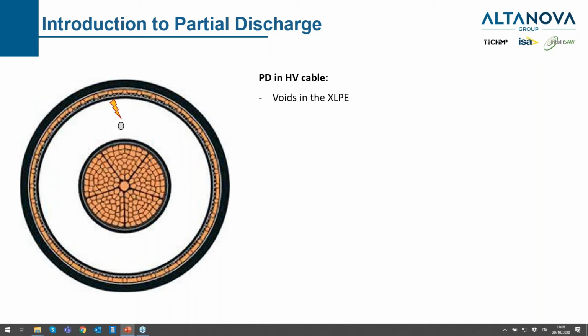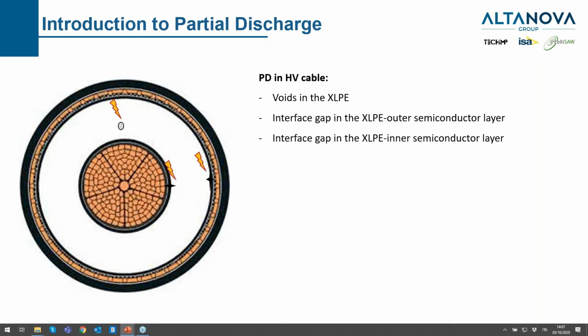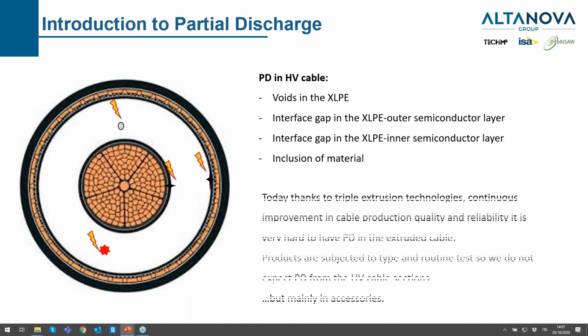Let's see what kind of partial discharge sources we can have in a high voltage cable. We can have voids in the cross-linked polyethylene, the insulation system. We can have an interface gap between the semiconductor layer and the cross-linked polyethylene insulation system. We can have an interface gap on the inner side of the cross-linked polyethylene and the semiconductor layer. And we can have also inclusion of material or non-homogeneous status of the material itself.